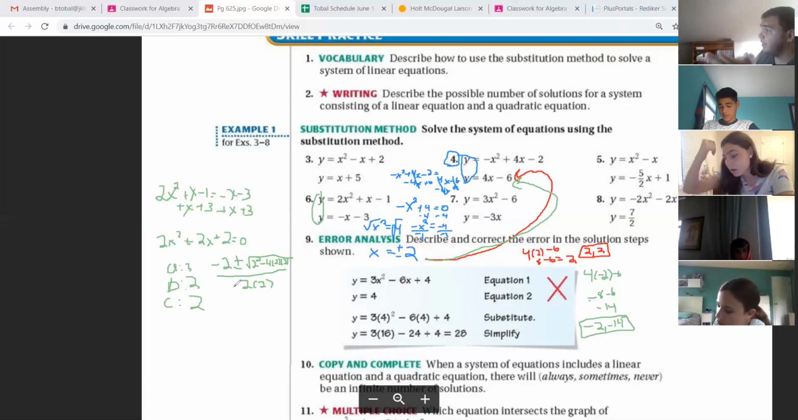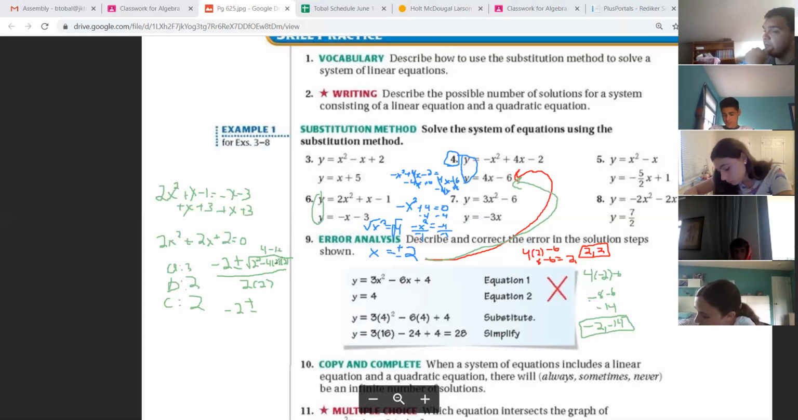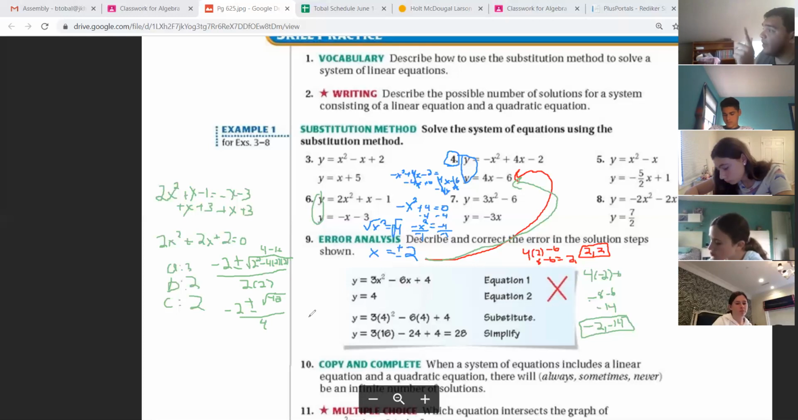So let me simplify this. Negative 2 plus or minus the square root of, in the square root, 4 minus 4 times 2 times 2, which is 16. So that's the square root of negative 12, over 4. What's my big issue with that? Can't square root a negative. Perfect. You can't square root a negative. So as soon as you see that, no solution.